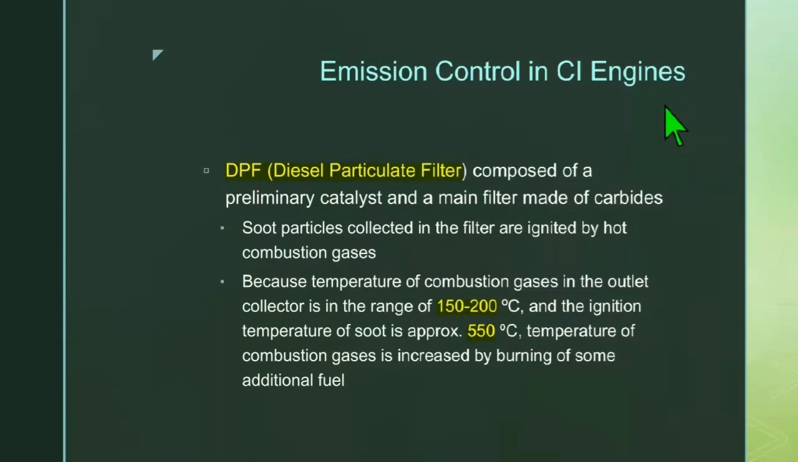Emission control in CI engines. DPF, diesel particulate filter, composed of a preliminary catalyst and a main filter made of carbides. Soot particles collected in the filter are ignited by hot combustion gases. Because the temperature of combustion gases in the outlet collector is in the range of 150 to 200 degrees Celsius and the ignition temperature of soot is approximately 550 degrees Celsius, the temperature of combustion gases is increased by burning some additional fuel.